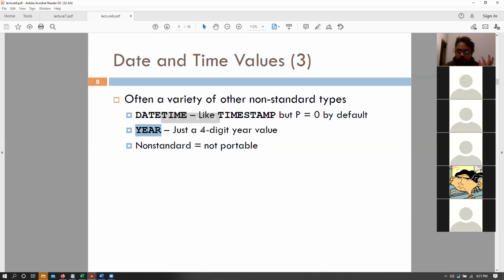So year would be your 4-digit year value. Some databases allow you to have any year value, any integer 4-digit value to be a year. And some databases don't. So for example, I believe MySQL would allow you to have any integer value as a year. I believe Microsoft SQL does not allow any year, and we will see an example later.